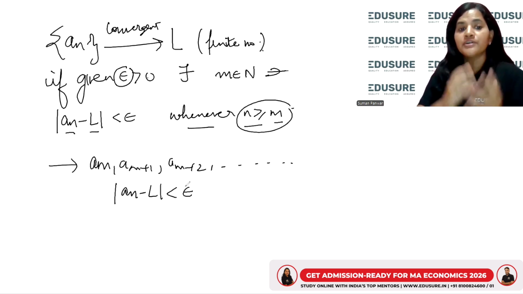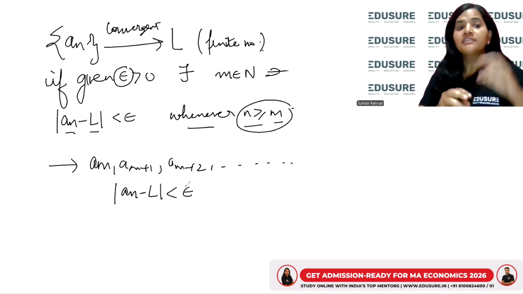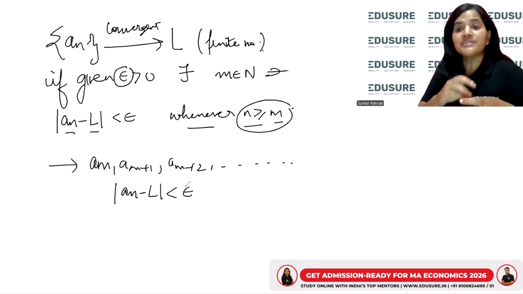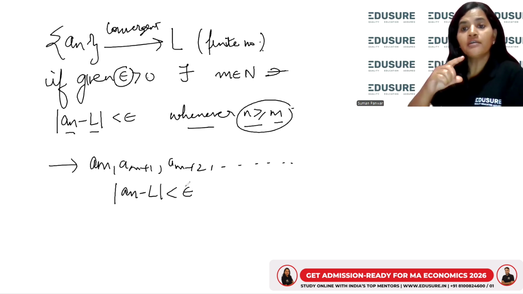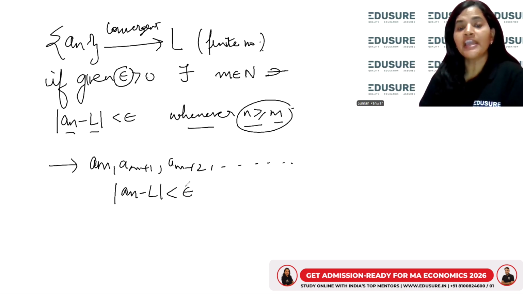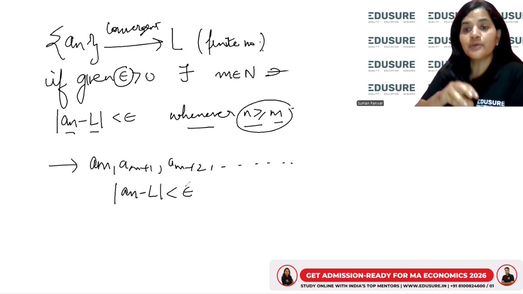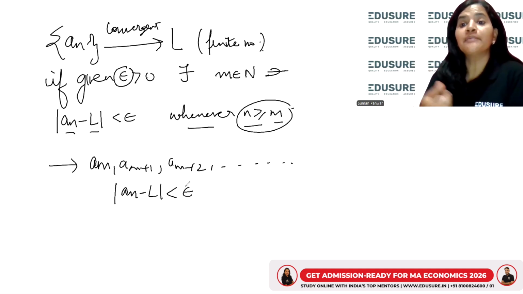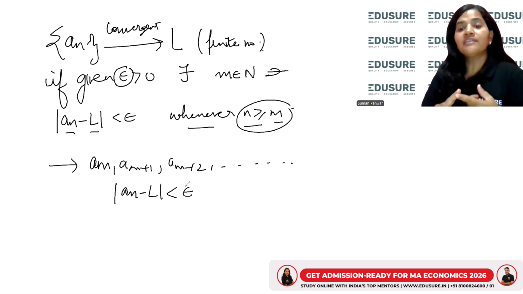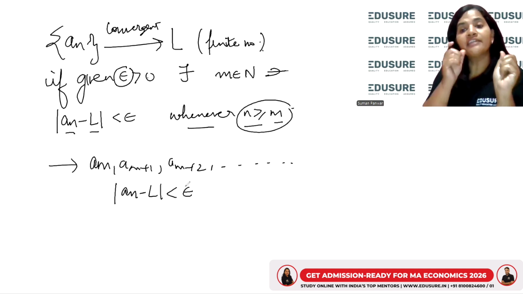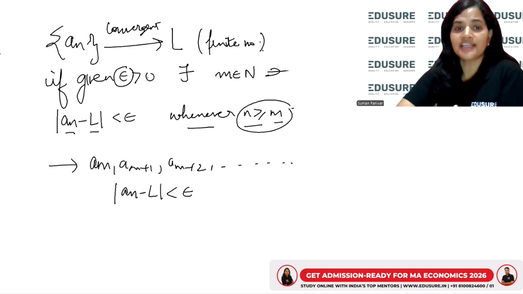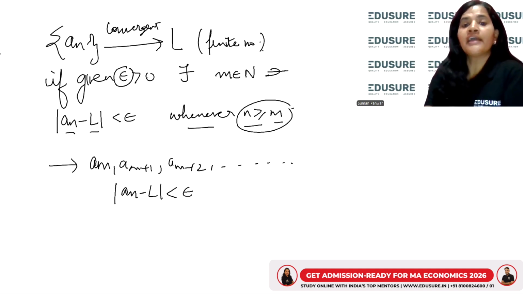Basically, a sequence converges to a particular number when the terms of the sequence are less than epsilon distance from that limit for terms a_(m+1), a_(m+2), and so on. That means after a particular point, the terms of the sequence get closer and closer to the limit L. That is what we are trying to say. So whenever we have n greater than or equal to m, the distance between the term of the sequence and the limit will be less than epsilon. So what they say is that you throw me an epsilon and I will give you a natural number m. That is what I'm trying to say.